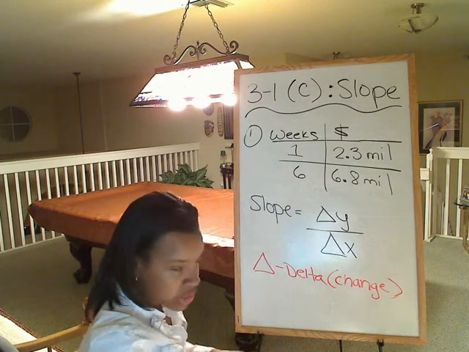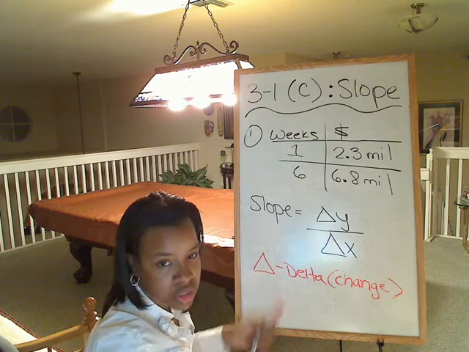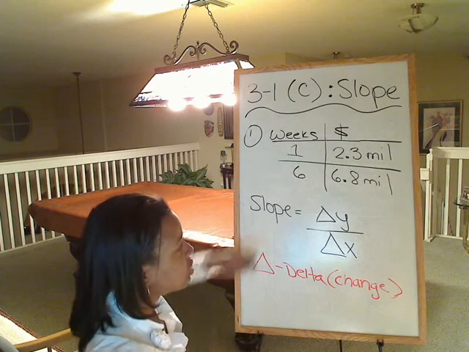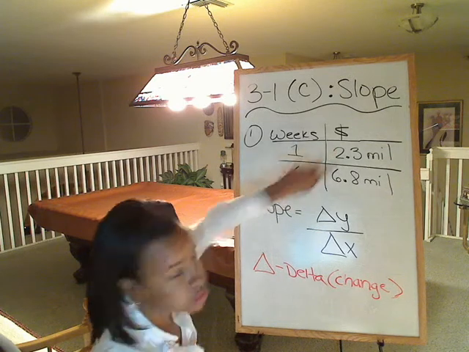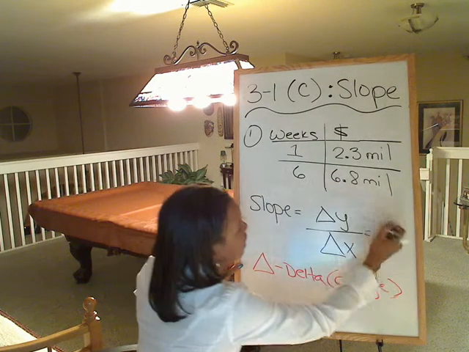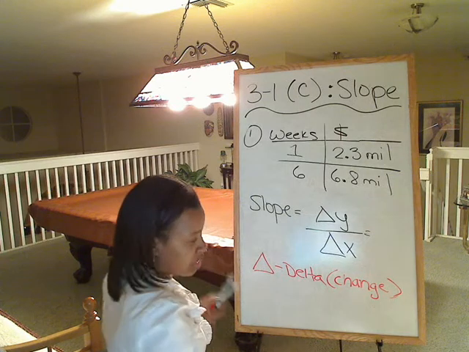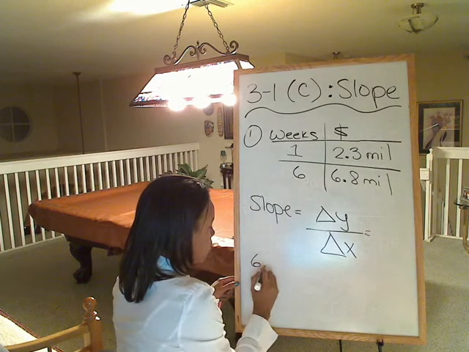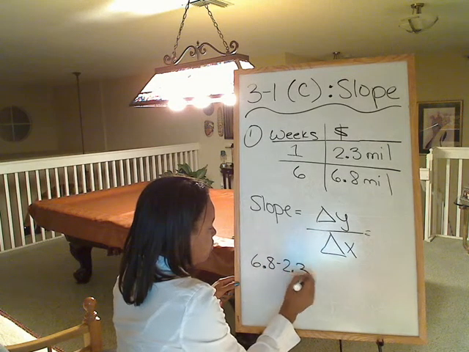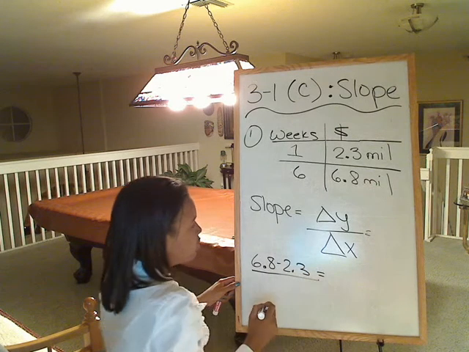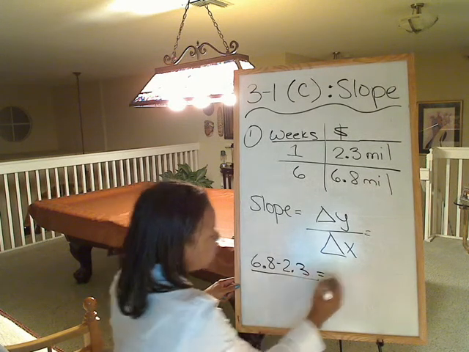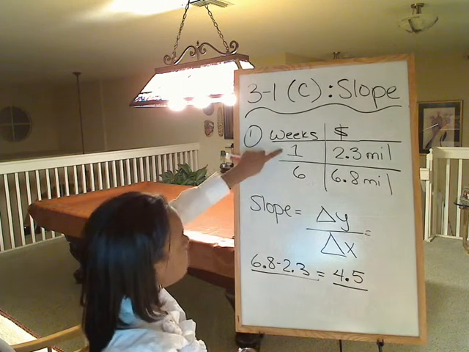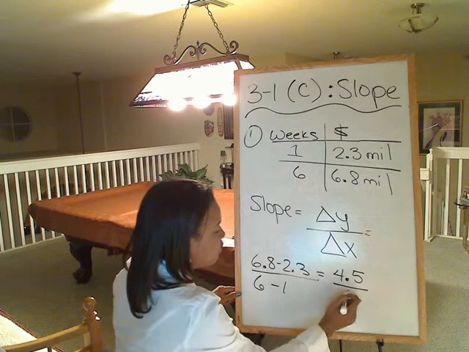It's a very simple concept. Change, difference, they're all the same, just means you're going to subtract. So you look at the two y's. Now, one thing you have to do is you have to go in the same direction. So let's do the bigger number minus the smaller number. So 6.8 minus 2.3. I'm going to write it down here. 6.8 minus 2.3 is going to give me 4.5. And then the x's, 6 minus 1 gives me 5.